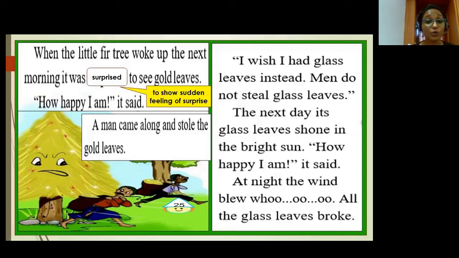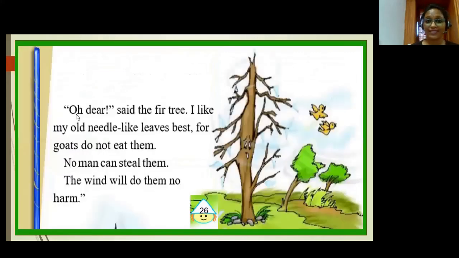After the man had stolen its gold leaves, the fir tree was very unhappy. It wished to have glass leaves so that no man would ever steal it. But what happens the next day? Its third wish also comes true. The next day, instead of golden leaves, the tree has got glass leaves, and the tree is happy again. But its happiness lasted only for a day. By night, there was strong wind, and all the leaves of the little fir tree were broken. Move on to page 26, children.